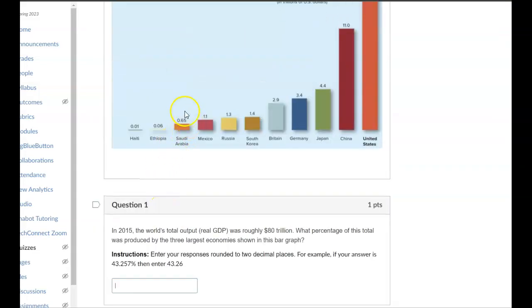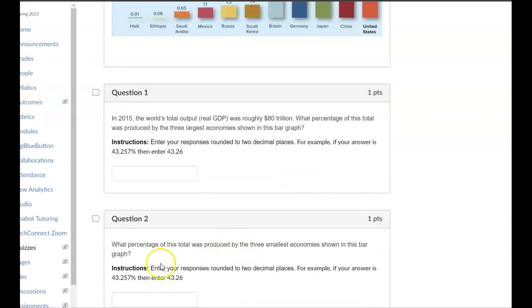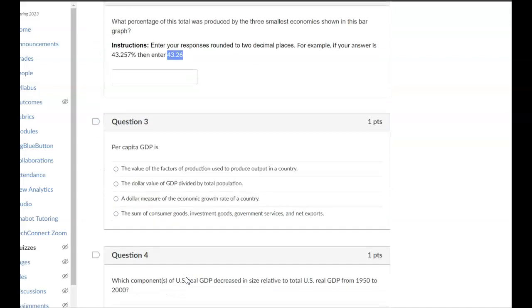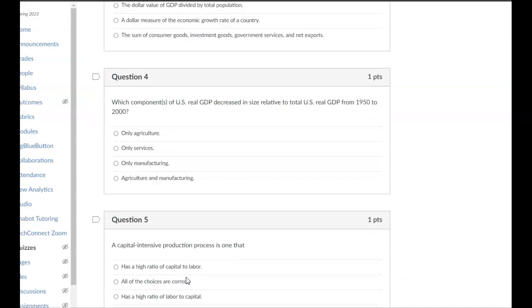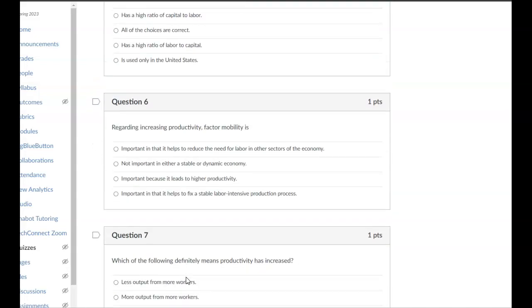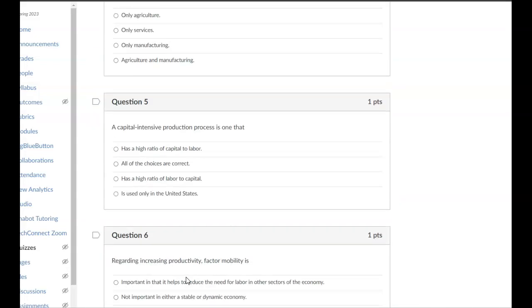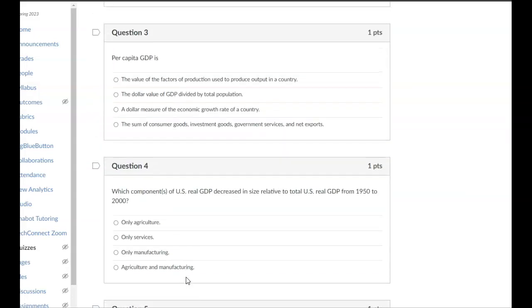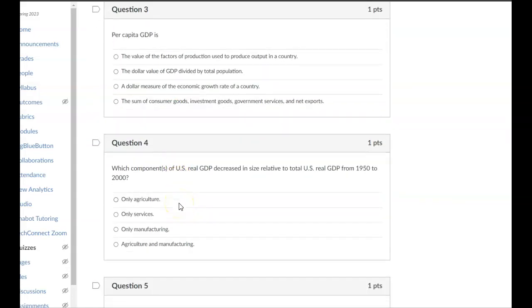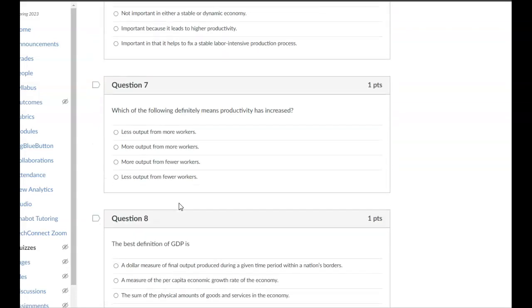And then I'm asking you to do the same thing. In this case, I want you to figure out the bottom 3 as a percentage of the world economy of 80 trillion and enter it in the same manner in terms of rounding to 2 decimal places in percentage form. Questions 3, 4, 5, 6, 7, and 8 are all from the textbook. So if you just go to the relevant sections of the textbook, these shouldn't be too tricky to answer.